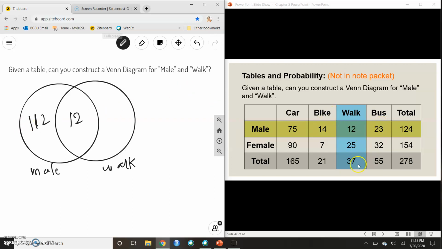For walking, there are 37 total people who are walking. 12 of them are male, which means that the remaining 25 are not male. And so here we've constructed a Venn diagram for the two events, male and walking. They intersect with a frequency of 12, which means that there are 112 males who take another source of transportation, and there are 25 female who walk out of the 37.